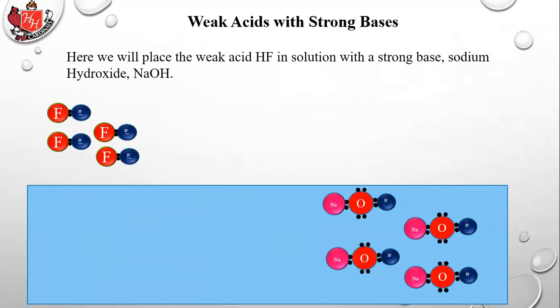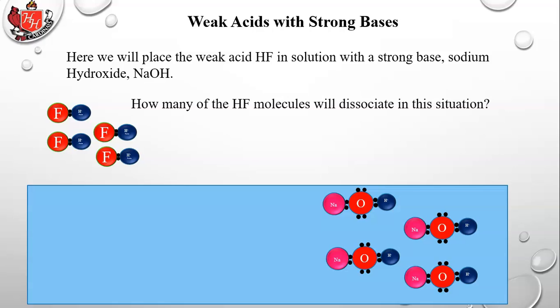Now we're going to move. Okay, here we will place the weak acid HF in a solution with a strong base, the sodium hydroxide NaOH. Now keep in mind, there's still far more water molecules than there are of either the hydrofluoric acid or the sodium hydroxide. Far more. But we're going to put some sodium hydroxide NaOH into the solution.